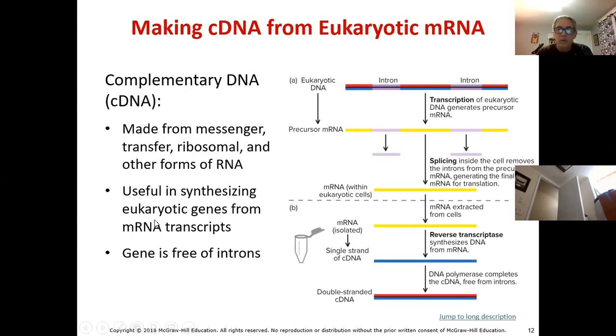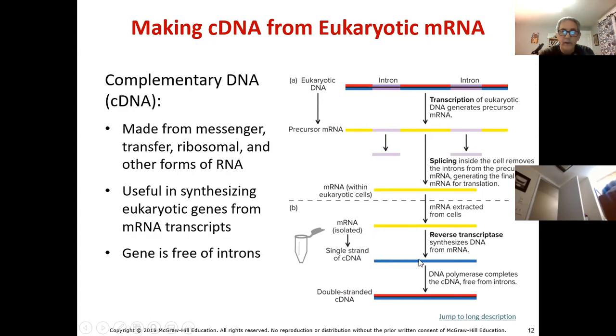So in a laboratory, when you make the messenger RNA, if you're starting with a eukaryote, if you remember, the introns are removed, you get the messenger RNA, and it goes out into the cytoplasm. And then in a laboratory, we can isolate that messenger RNA. We can add the reverse transcriptase enzyme, thereby making a complementary DNA called a cDNA.